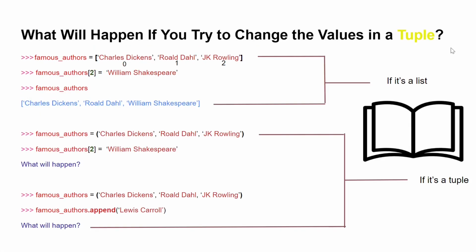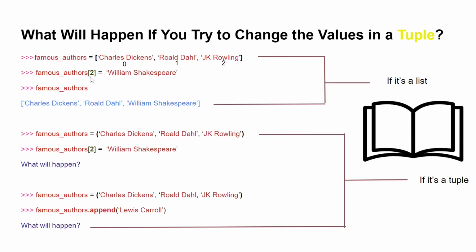So we know that tuples are immutable, so we can't change any values inside of it, but let's purposely try to change the values inside of it, and let's see what happens if we do. So at the top, I try to change the value inside of it. I make a variable called famous authors, which is a list variable this time, and assign it to 3 values, Charles Dickens, Roald Dahl, and J.K. Rowling. And you can also see that over here I've written the indexes of each value just to help you.